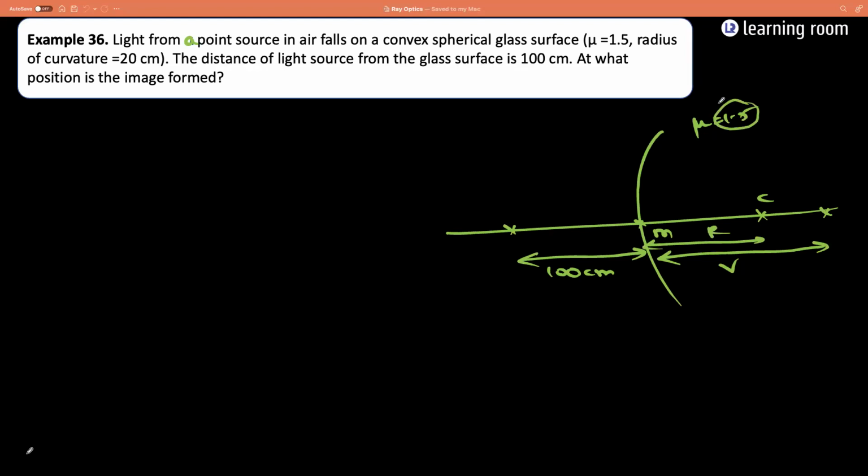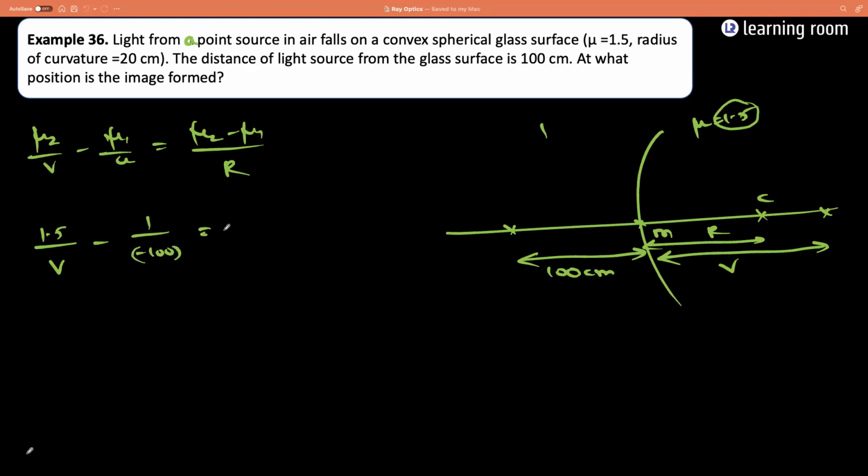So this is 1.5. Here it is 1. So mu2 divided by V minus mu1 by U is equal to mu2 minus mu1 divided by R. For unknowns, we will not apply the sign convention. Mu2 is 1.5 divided by V is V only, minus mu1 is going to be 1 divided by minus 100 is equal to mu2 minus mu1, 1.5 minus 1 divided by capital R.